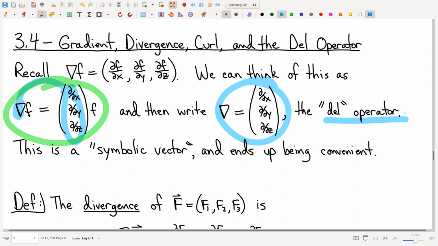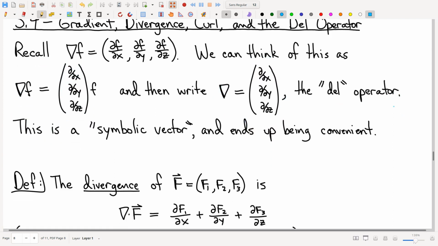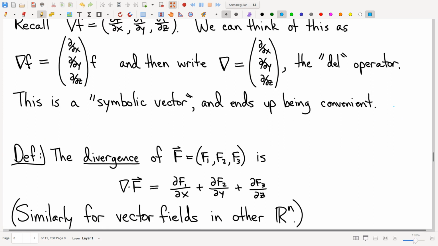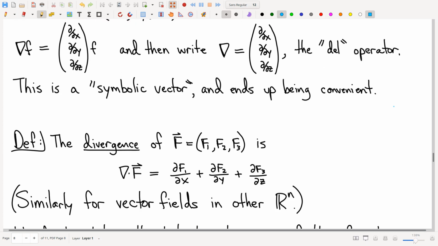And y'all have seen me write down symbolic nonsense before, so I hope you're not surprised by this. It is a little weird, but hopefully not surprising. Okay, so now that notation is established, we're going to talk about a new construction here. It is called divergence. This is the formula for divergence.